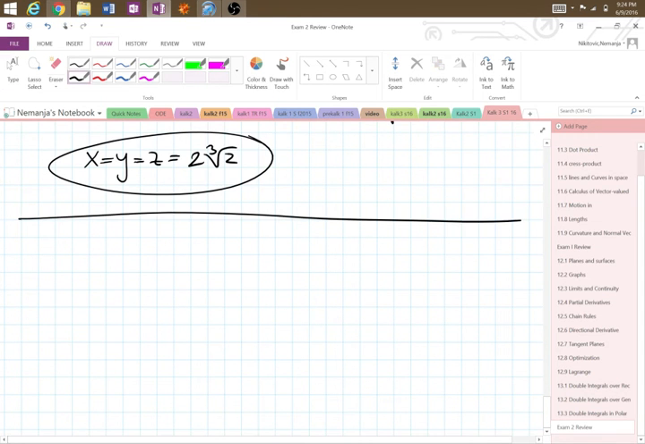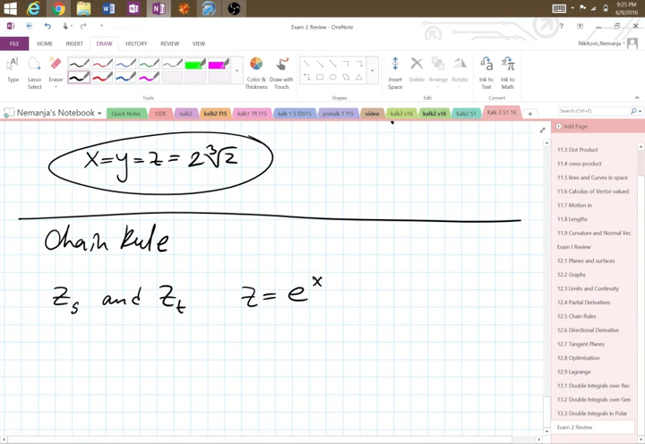Next problem is a chain rule problem. What's the page? Oh, it's the Larson book. Okay, so what's the question? Find partial z partial s and partial z partial t, where z equals e raised to x plus y, x is equal to st, and y equals s plus t.